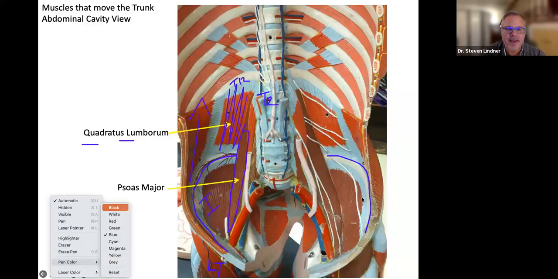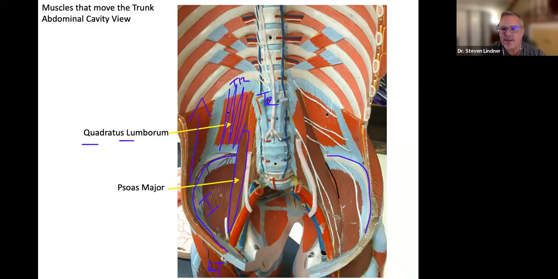Let's do it black. So this one here on the right-hand side, that's the iliacus. And the iliacus, along with Psoas Major, we call it the iliopsoas, because they both come down, they join their tendon, and they insert on the lesser trochanter of the femur. Together, those are your hip flexors.